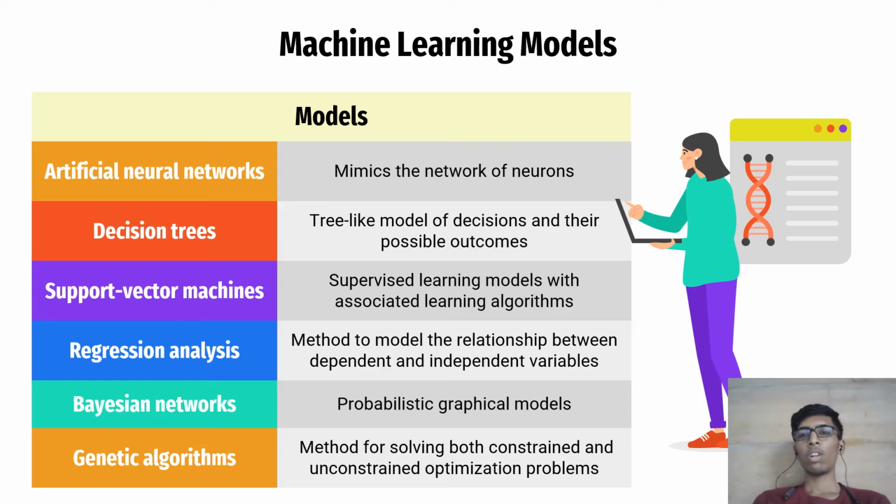The first machine learning model is the artificial neural network. Artificial neural networks mimic a network of neurons just like in our brain. Decision trees are a tree-like model of decisions and their possible outcomes. Support vector machines are supervised learning models with associated learning algorithms. Regression analysis is the method to model the relationship between dependent and independent variables. A Bayesian network is a probabilistic graphical model. Genetic algorithms are a method for solving both constrained and unconstrained optimization problems.